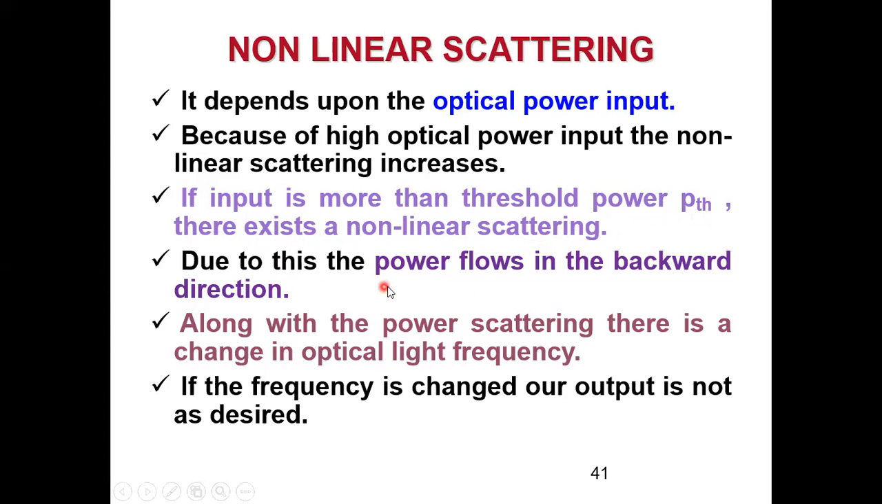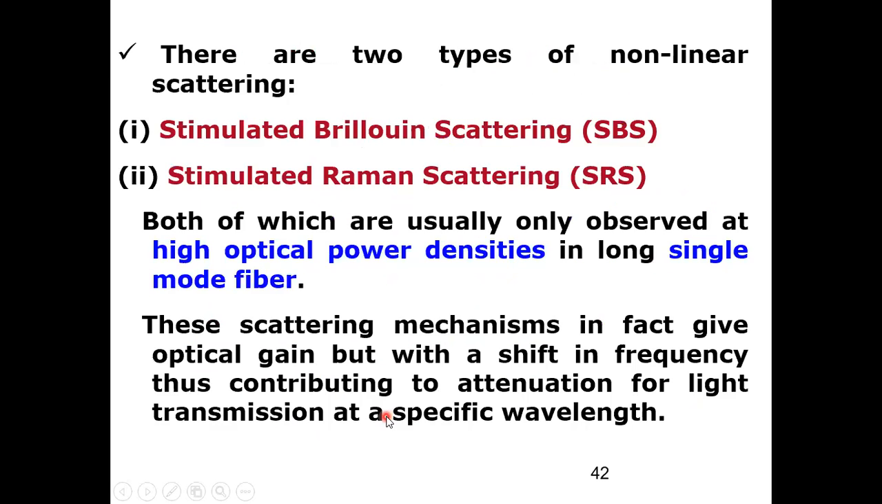Now what happens is, due to this, the power flows in the backward direction, that is, towards the source. Along with the power scattering, there is a change in the optical light frequency. And due to this change in frequency, we get the name non-linear scattering. If the frequency is changed, our output is not as desired. So linear scattering is still tolerable, but non-linear scattering is actually not, because the frequency of the light signal changes. So now there are two categories of non-linear scattering: stimulated Brillouin scattering and stimulated Raman scattering.